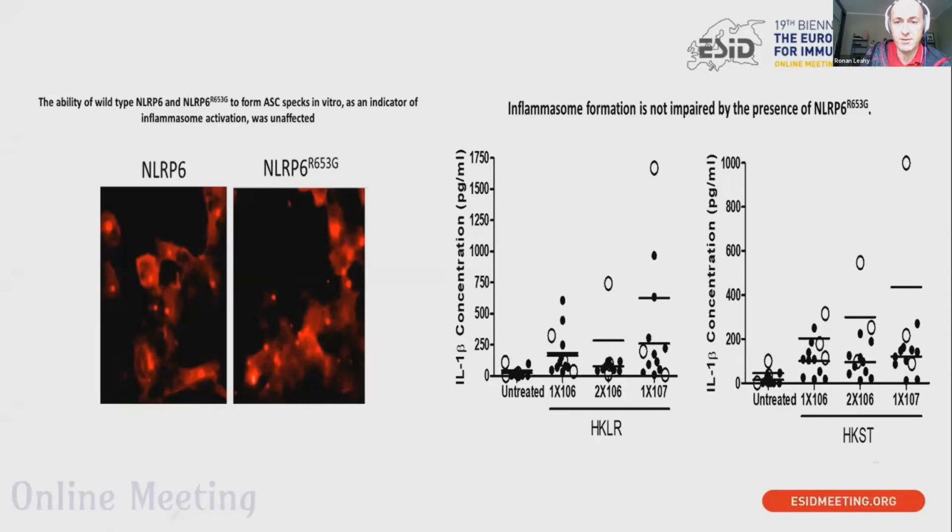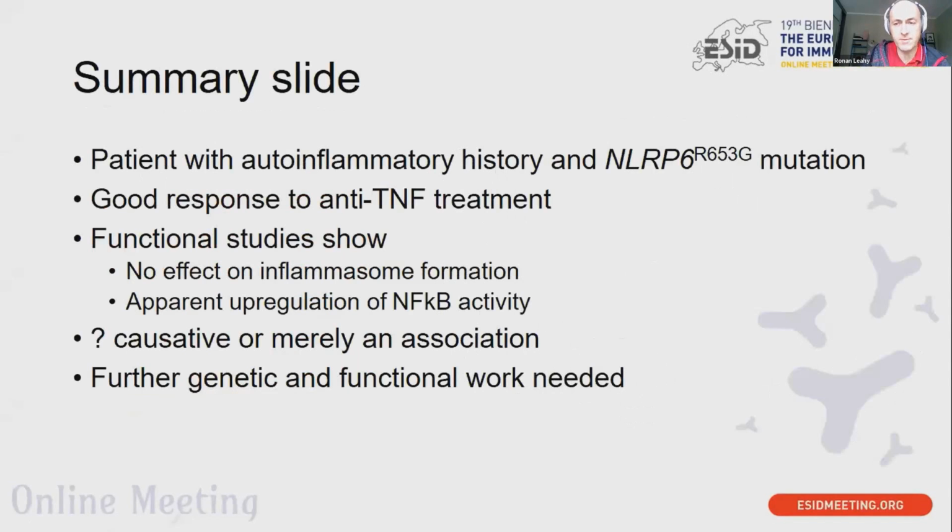Because I only have 5 minutes, I'll just summarize very quickly. This is a patient, she's now an adult, who presented in infancy with symptoms of autoinflammatory disease, and was found to carry a mutation in NLRP6. She developed a good response to anti-TNF alpha treatment. Functional studies appeared to show no effect on inflammasome formation, but apparent upregulation of the NF-kappa B pathway.